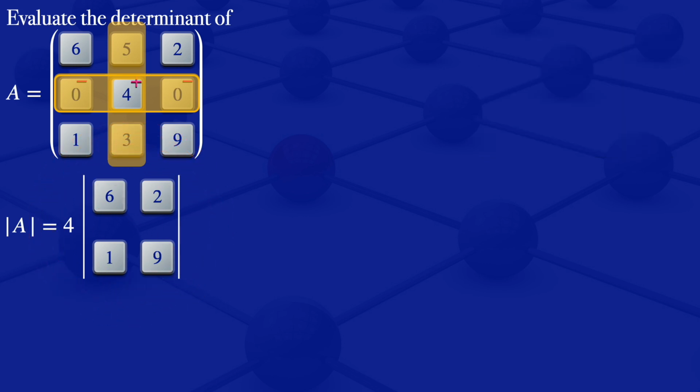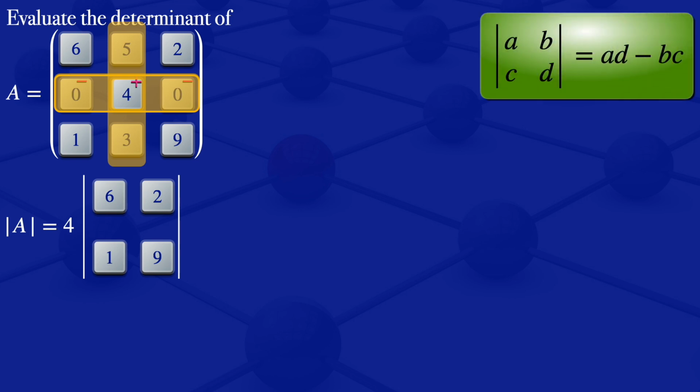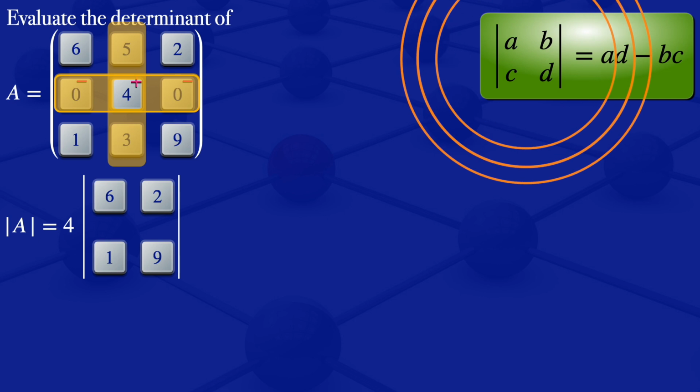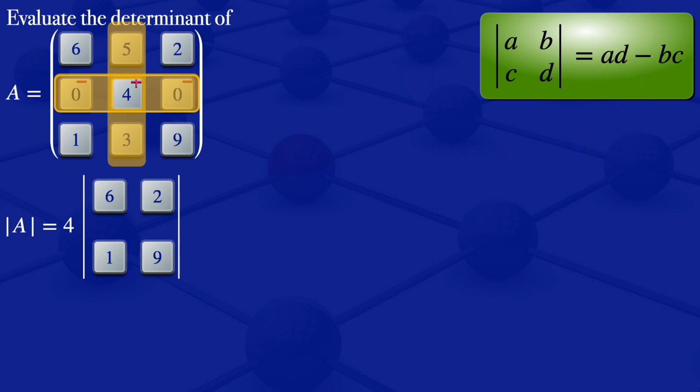If we have a 2 by 2 matrix, A, B, C, D, its determinant is AD minus BC. What this formula is saying is we take the product of these two elements, subtract the product of these two elements. So what you have there is 4 multiplied by 6 times 9 minus 2 times 1. When we simplify what is in the brackets there, the 6 times 9 gives us a 54. 2 times 1 gives us a 2. So we'll be having 54 minus 2, which gives us a 52.